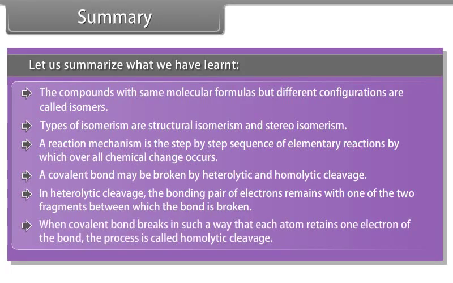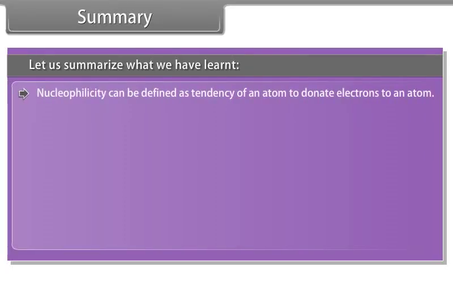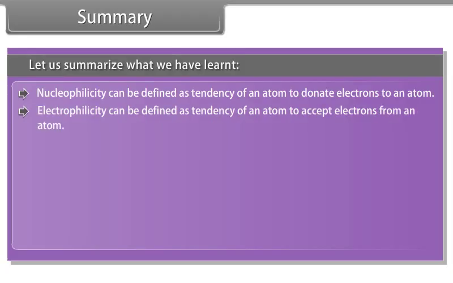When a covalent bond breaks in such a way that each atom retains one electron of the bond, the process is called homolytic cleavage. Nucleophilicity can be defined as the tendency of an atom to donate electrons to an atom. Electrophilicity can be defined as the tendency of an atom to accept electrons from an atom.